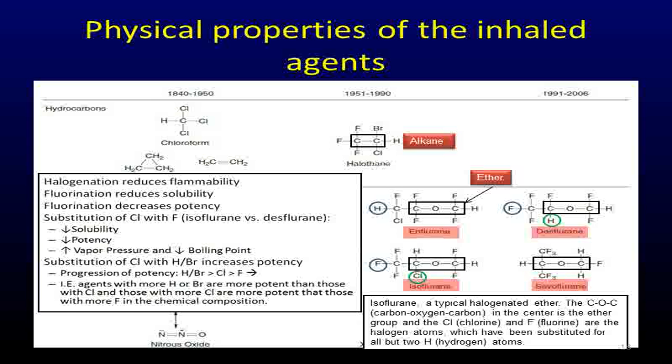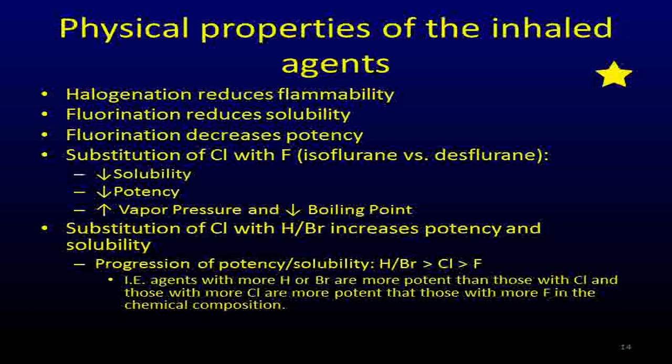Again, what is the vapor pressure of isoflurane? 243. What is the vapor pressure of desflurane? 669. That is almost three times the vapor pressure, just with that little change. Think about what's happening to its solubility, right? Excellent point, Mr. Smithers. Thank you.